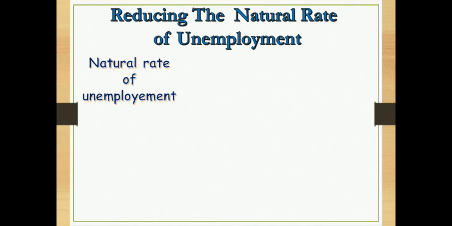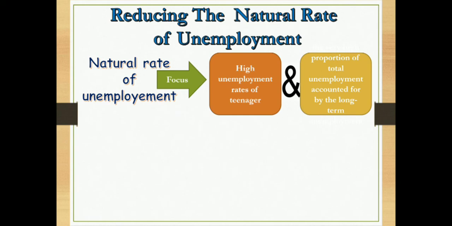And next one is reducing the natural rate of unemployment. Unemployment, actually for a country, can be bad or good. So how to reduce it? The natural rate of unemployment focuses on two things. First one is high unemployment rates of teenagers, and the second one is the proportion of total unemployment accounted for by the long term.